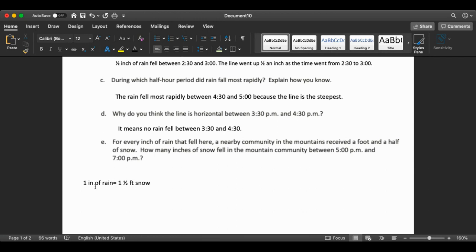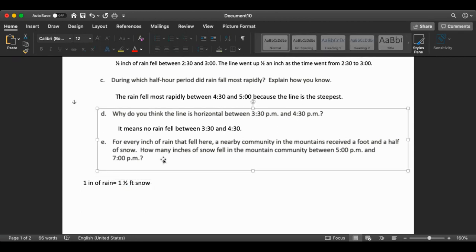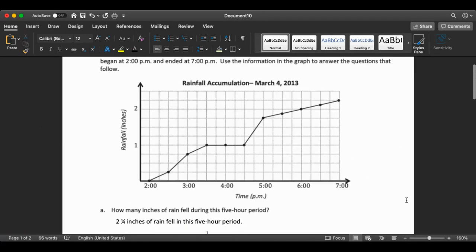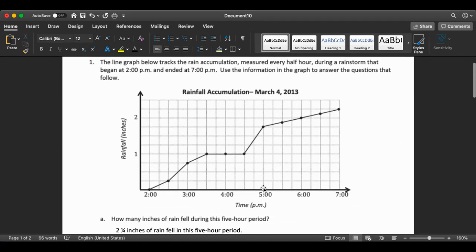So this is our graph, and they're saying in a nearby community, they get this amount of snow for every 1 inch of rain. Then it says how many inches of snow fell in the mountain community between 5 p.m. and 7 p.m. So we actually do need the graph. I need to figure out first how much rain fell between 5 p.m. and 7 p.m. 5 p.m. was at 1 3/4. 7 p.m. is 2 1/4.